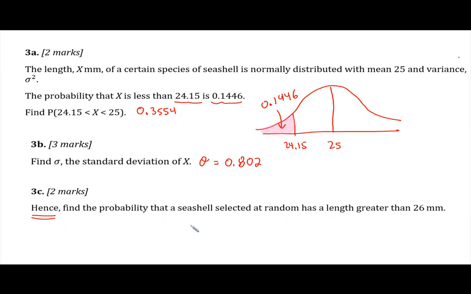So basically, we're trying to find the probability that X is greater than 26. And we have all the information we need now because we know the standard deviation now, and we already knew the mean before. So you just calculate this in the calculator. Let me show you how to do it.